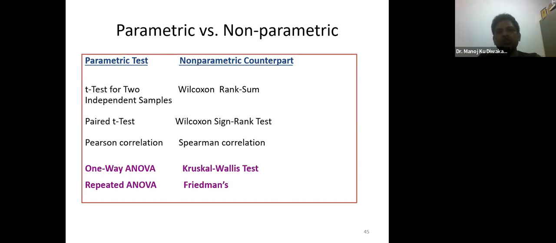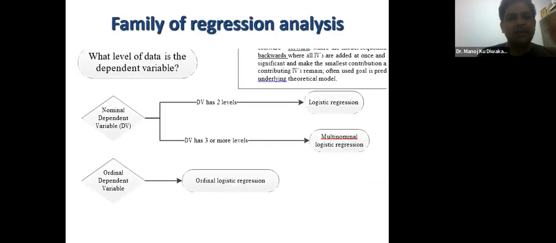Okay. So so far we have discussed the parametric and non-parametric methods. You can see there is an alternative method available from parametric to non-parametric. So the strategy in non-parametric is that you don't bother about the data assumptions, and then you can go for the non-parametric methods. Okay. Now we will see some other classes.